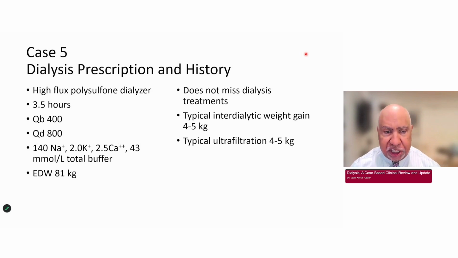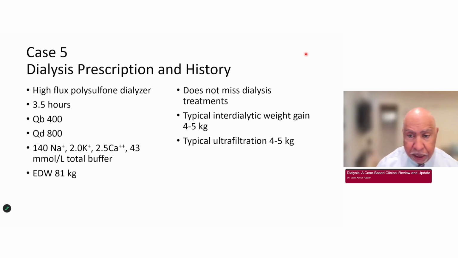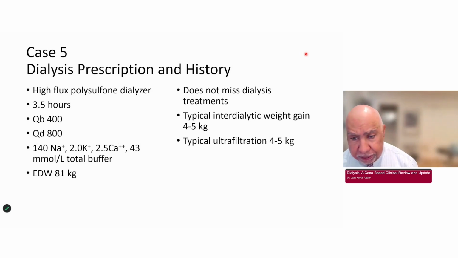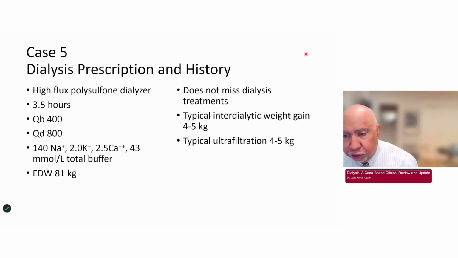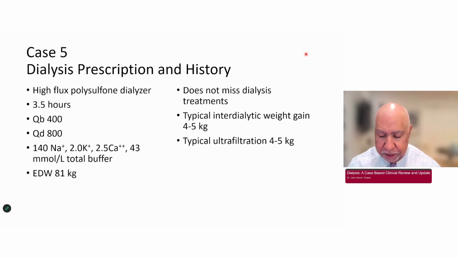So this is his dialysis prescription and history. He's dialyzing with a high flux polysulfone dialyzer for 3.5 hours. Blood flow rate of 400, dialysate flow rate of 800. His dialysate sodium is 140. Total buffer is 43. Dry weight is 81 kilograms. He does not miss dialysis treatments. His typical interdialytic weight gain is 4 to 5 kilograms, and his typical ultrafiltration is 4 to 5 kilograms.